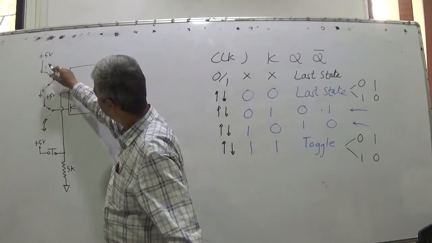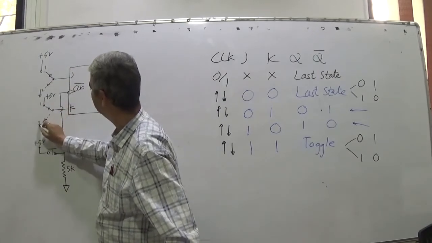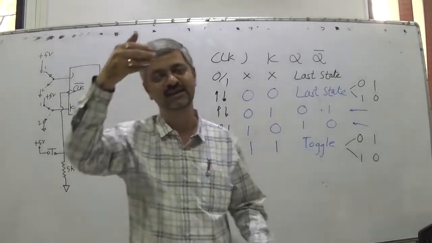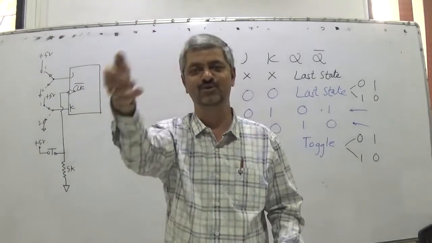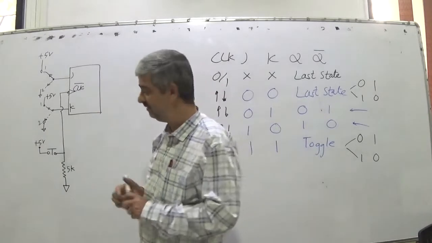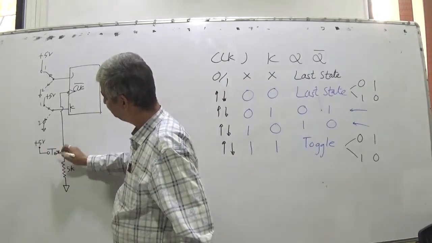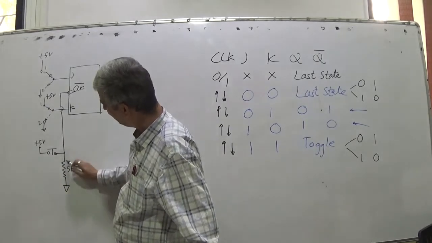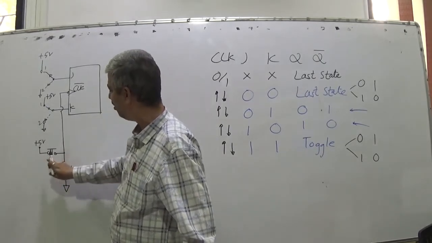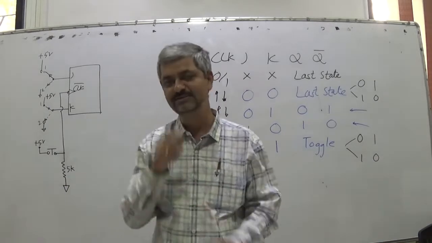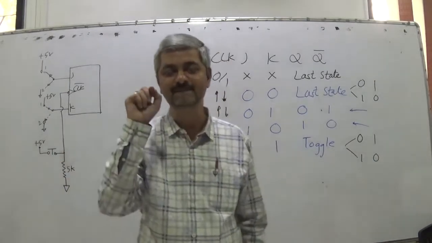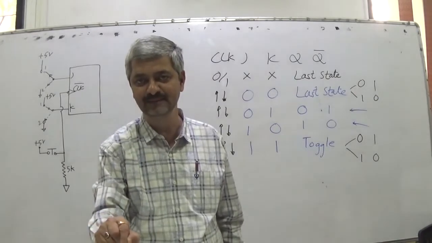If this is position 1, this is position 2. It's a manual circuit. I can keep J at any position, K at any position. So those will be available. And this plus 5 volts on this side, it is grounded through 5K. So if the switch is not pressed, what will happen? If the switch is not pressed, this would be continuously low. If I press the switch, what will happen?